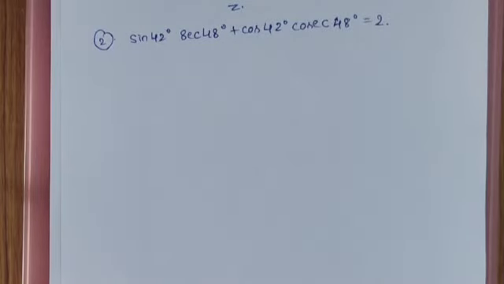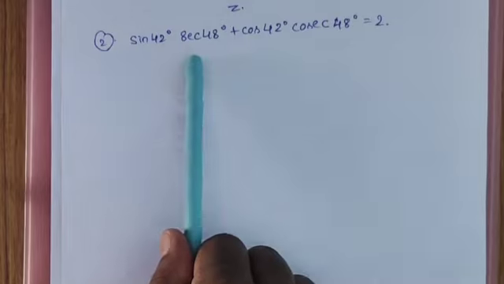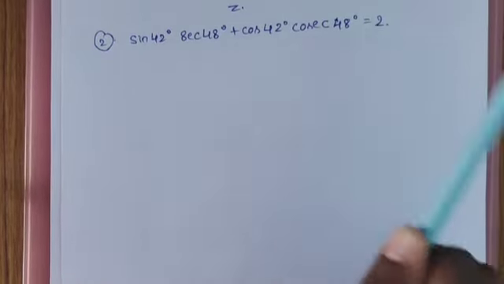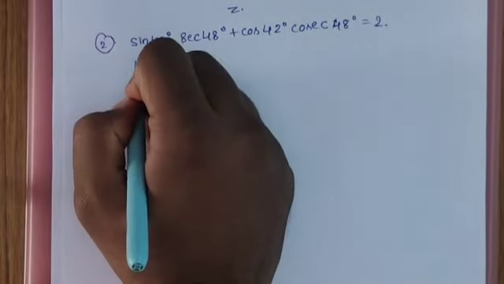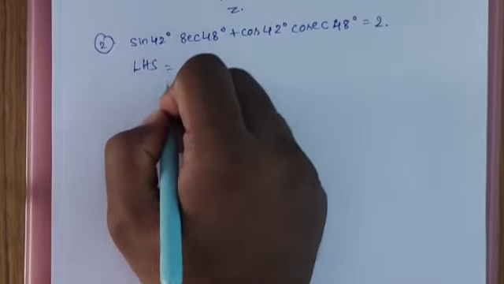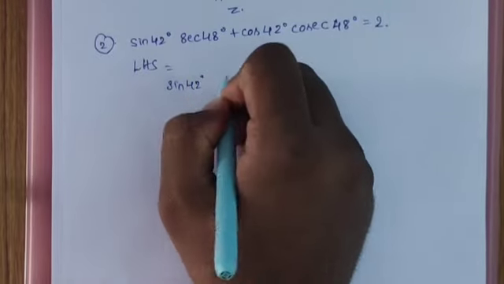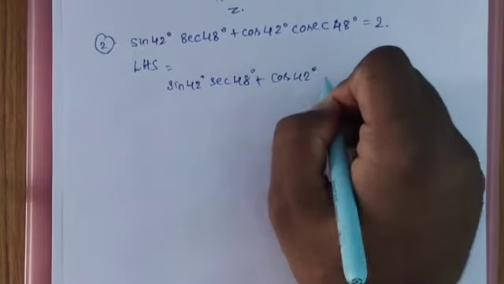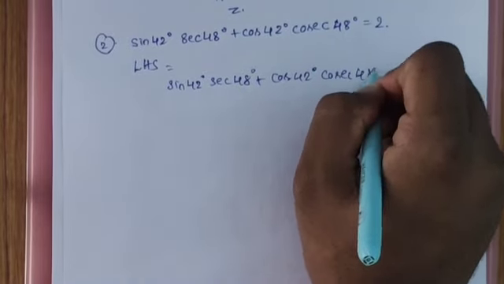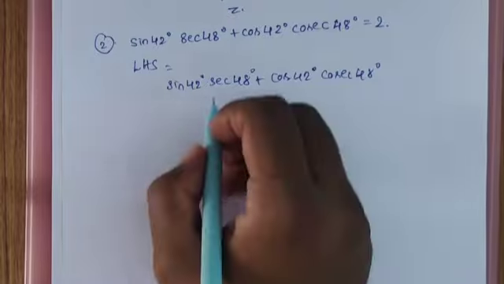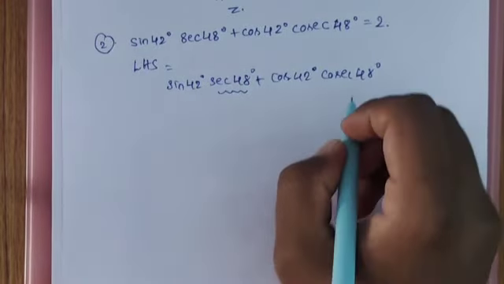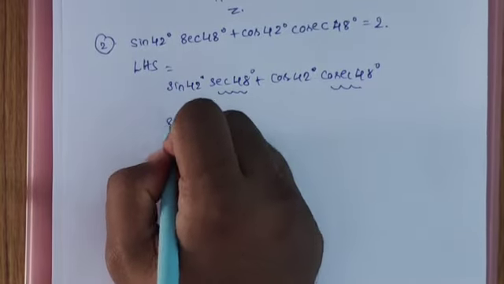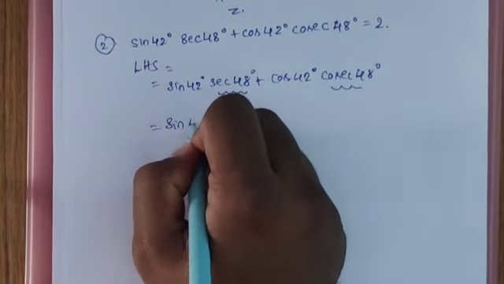What we need to show is that sin 42 degree into secant 48 degree plus cos 42 degree into cosecant 48 degree should be equal to 2. So we need to show this. How to show this? Here also we need to consider LHS, that will be equal to sin 42 degree secant 48 degree plus cos 42 degree into cosecant 48 degree. So observe here, what we can change are these two terms. So I will keep the remaining sin and cos as it is. So sin of 42 degree as it is.